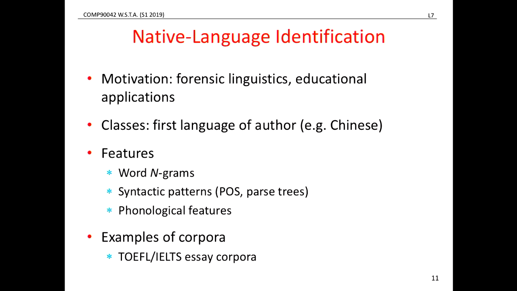So there are some corpora about people writing essays and so on, coming from different language backgrounds, trying to learn English. People also use some multilingual data, like the European parliamentary texts, for instance. They're translated into lots of different languages. You can try and identify what language was the original language that this was translated from, which is a related task.